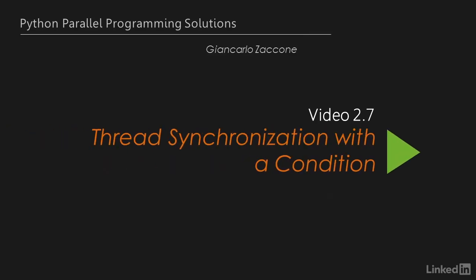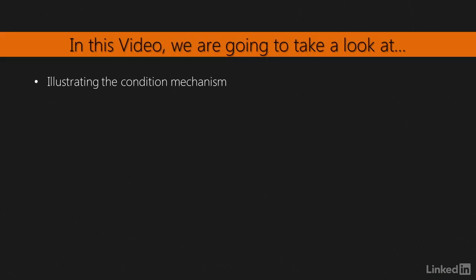Our previous video showed us the process of thread synchronization with semaphores. This is the 7th video, thread synchronization with a condition. In this video, we illustrate the condition mechanism and carry out the thread synchronization with condition.